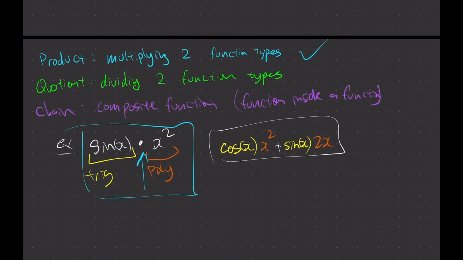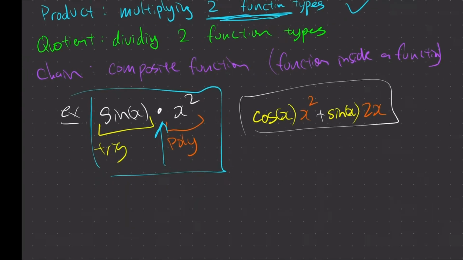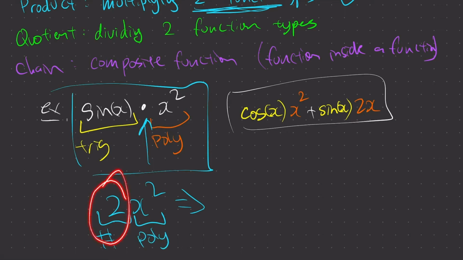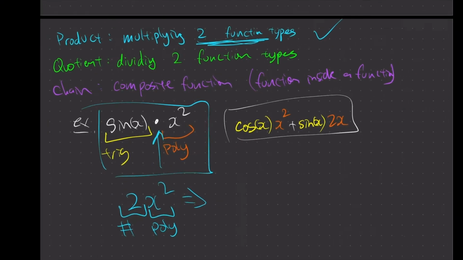It's only when you multiply two different function types. Okay, very important. You're only multiplying two different function types together. When you only have, let's say, a number multiplied by x squared, what do you do here? Do you need to use product rule? No. Why do you not need to use product rule? Because this is just a number, right? It's not a function, right? This is polynomial, yes, but what is this here? This is just a number, right? So you do not use product rule here.